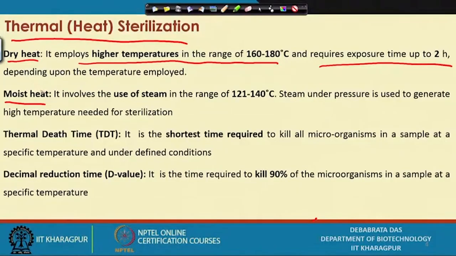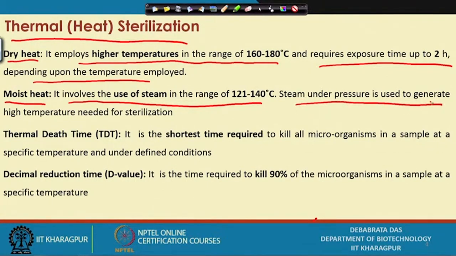Now, this can be done in two ways: one is by using dry heat and the other is moist heat. Dry heat employs a higher temperature in the range of 160 to 180 degree centigrade and requires an exposure time of 2 hours, depending upon the temperature employed. But moist heat is quite effective. This is 121 to 140 degree centigrade, and steam under pressure is used to generate the higher temperature needed for sterilization.